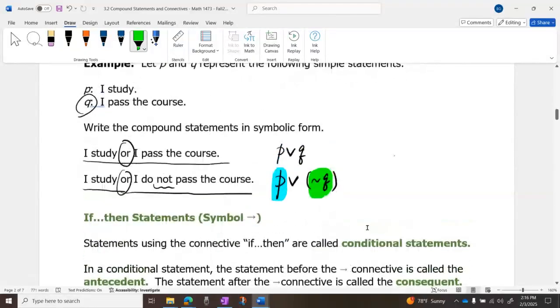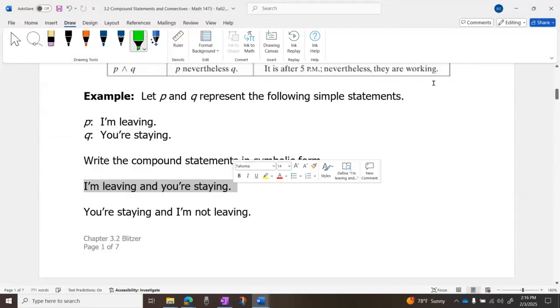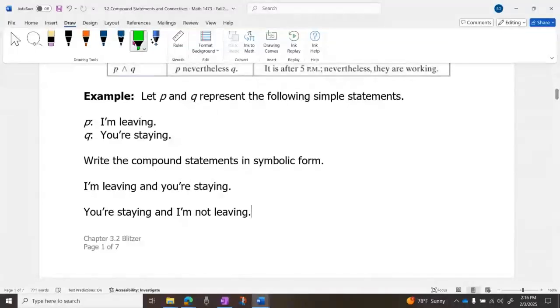Okay, let's continue. Let's do conjunction. Here, P is I'm leaving, Q is you are staying. How do we write a given common statement in English in its equivalent symbolic form? I'm leaving and you're staying. When you see and, that is a conjunction. Conjunction also connects two pieces. First piece, I'm leaving, that's P. Second piece, you're staying, that is Q. So it's just P and Q.